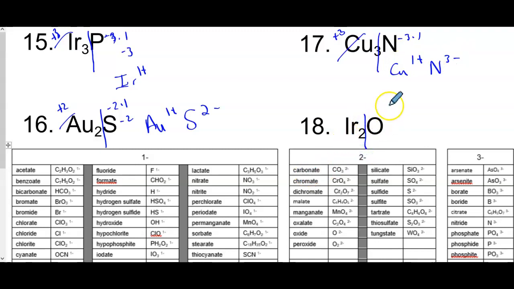Split it. I see that I have oxygen is a -2 and there's 1, so this is a -2. This side must be +2 then. And I'm going to divide 2 by 2. So I get Ir to be a 1 plus and O to be a 2 minus. As always, reach out if this is confusing for you.